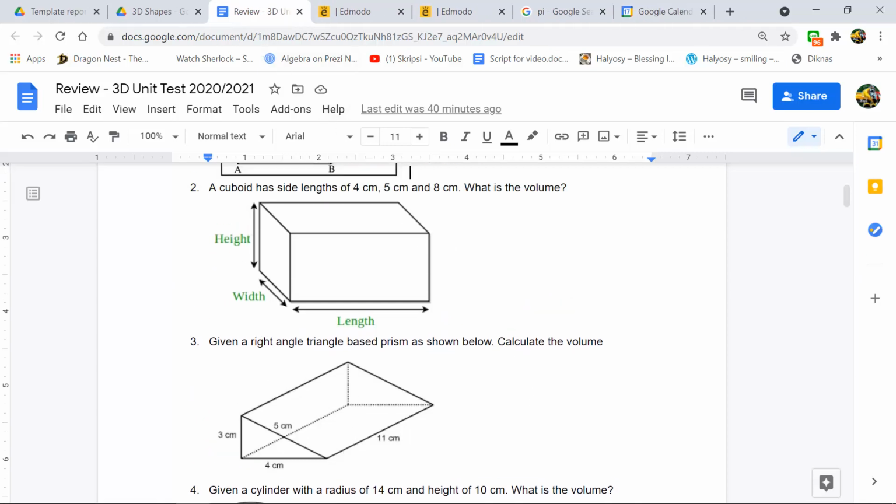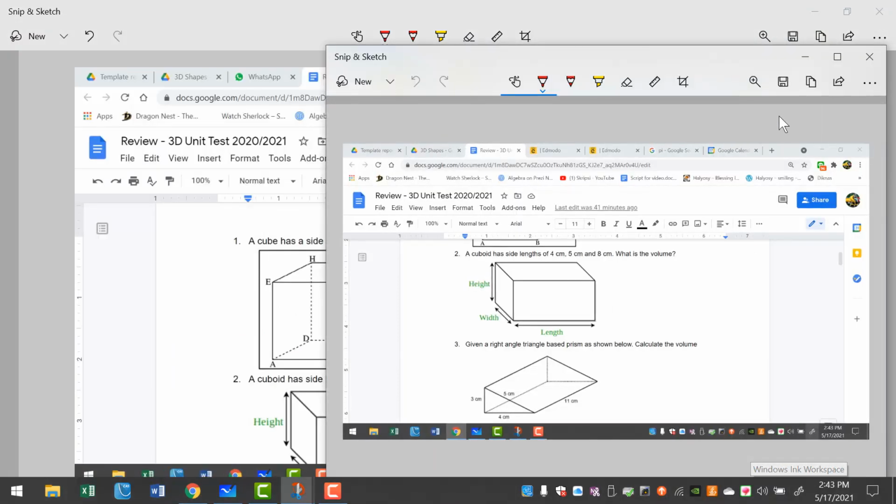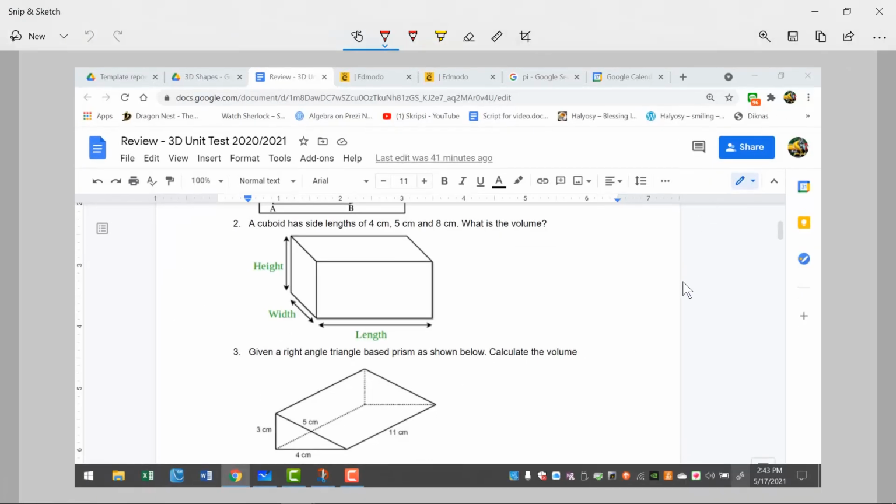Okay, number two: a cuboid, which is like a rectangular prism, has side lengths of 4, 5, and 8, right? So it can be anywhere. Let's say this is the 4, this is the 8, this is the 5, it can be anywhere actually. And we know that the volume of a cuboid is length times width times height. So the volume is equal to L times W times H, which is 4 times 5 times 8, right? 4 times 5 is 20, 20 times 8 is equal to 160. And remember to write down the unit.